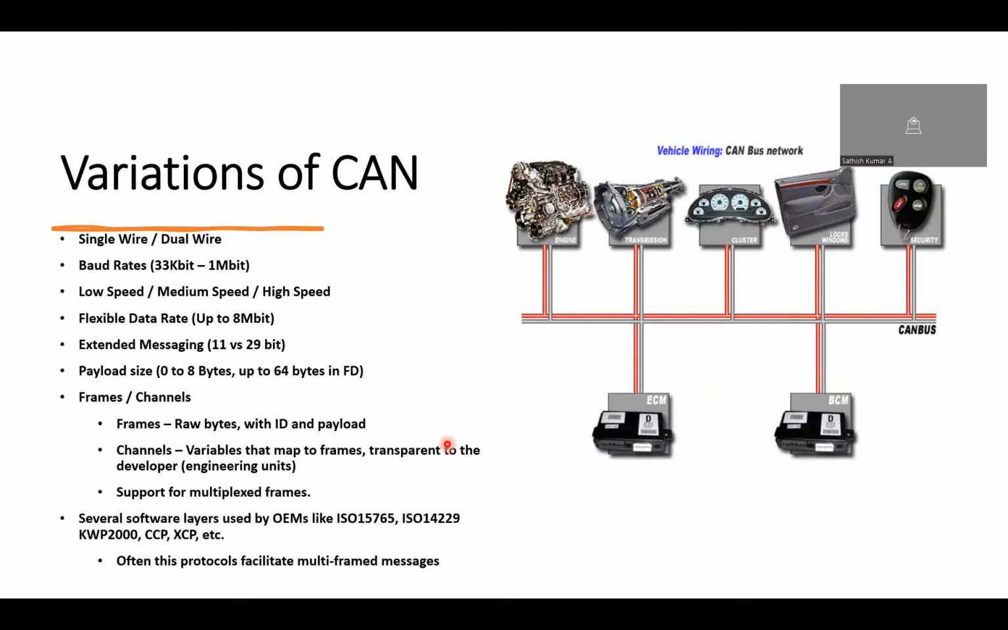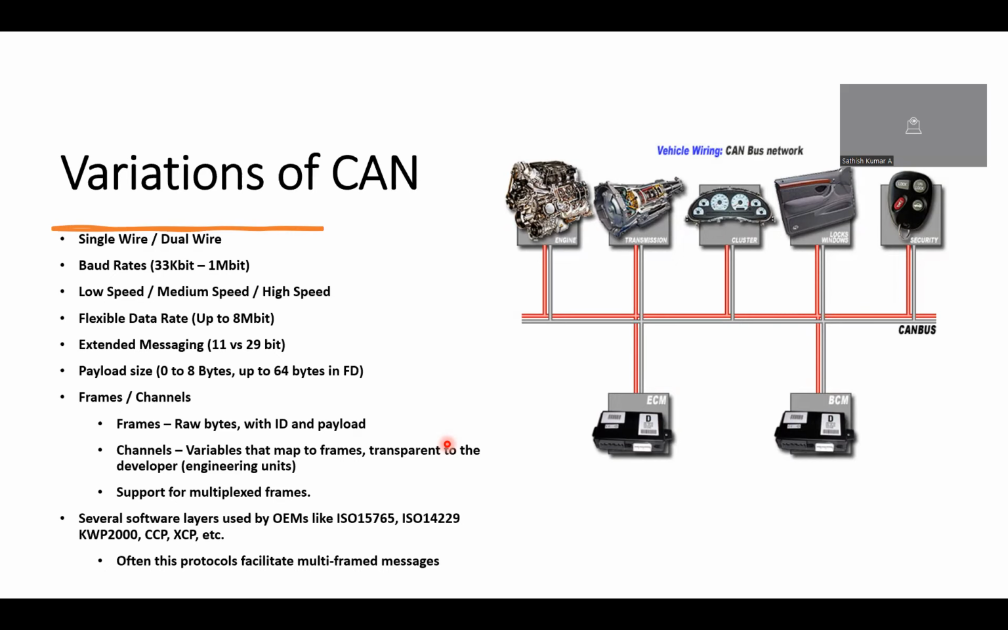So now we are going to see variations of CAN. Variations of CAN in the sense of what kind of different types are available. For example, we have a single wire CAN as well as dual wire CAN, and based on the baud rate, it has been differentiated from 33 kilobits to 1 megabit.